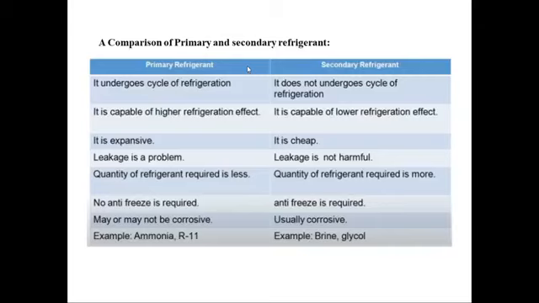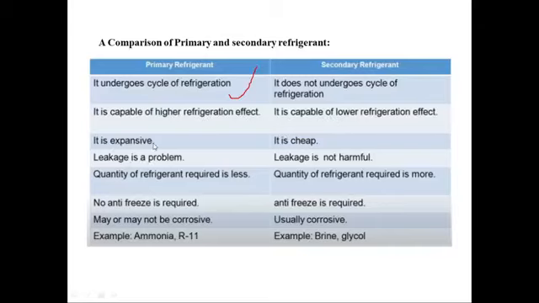Number one, primary refrigerant will undergo a cycle of refrigeration, so it will undergo a change in phase, while secondary refrigerant does not undergo a cycle of refrigeration. It is simply transporting the energy from one place to the other. Primary refrigerant is capable of a higher refrigeration effect. Secondary is capable of a lower refrigeration effect, because the primary refrigerant is involved with the latent heat of vaporization and condensation, but here it is only sensible heat which is working.